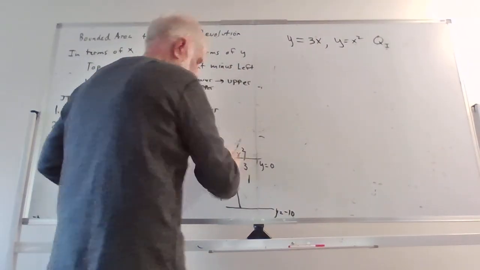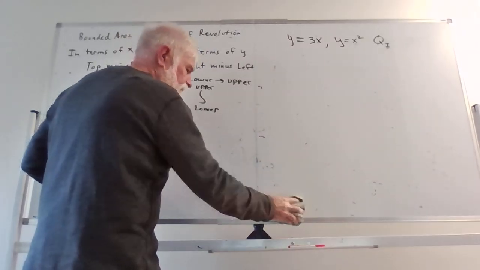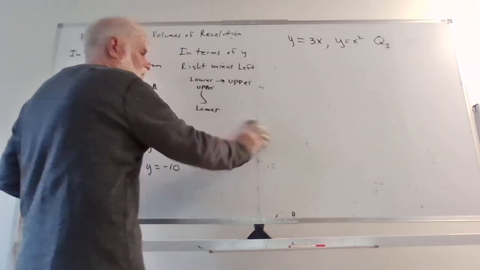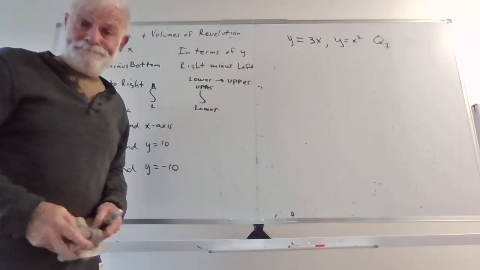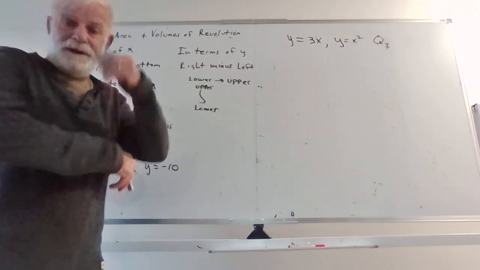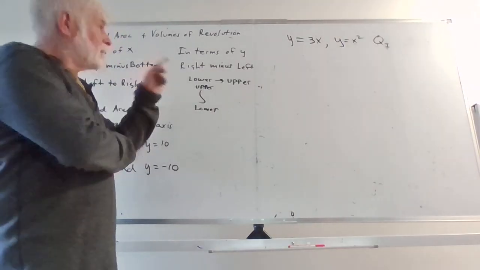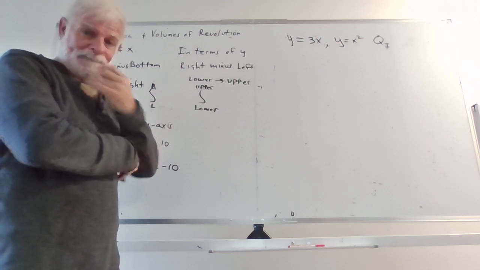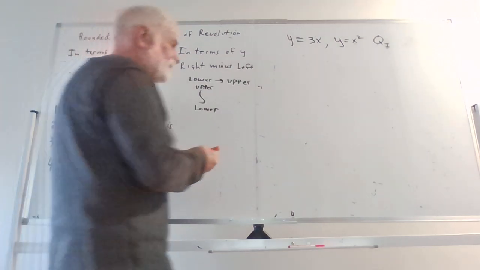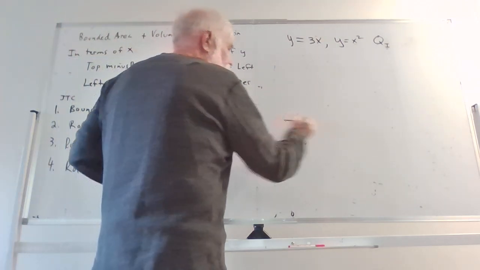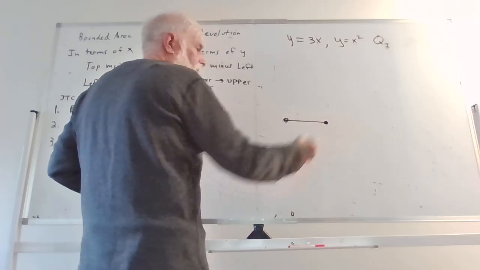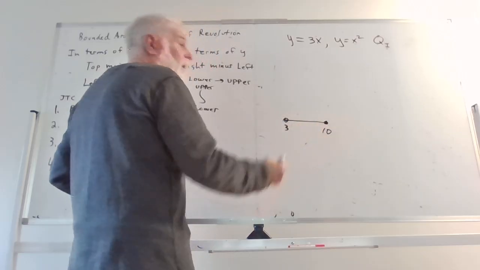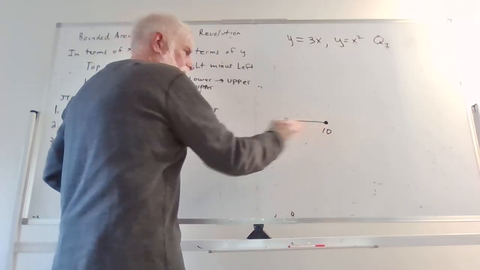So, we'll see. Let's do the same problem now, but let's find the area bounded by those curves in terms of y. And I think the mantra should be right minus left. Right? If you look at an x distance now, not an altitude, but a side-to-side distance, if we're on a number line and this is 10 and this is 3, what's that distance? Right minus left.